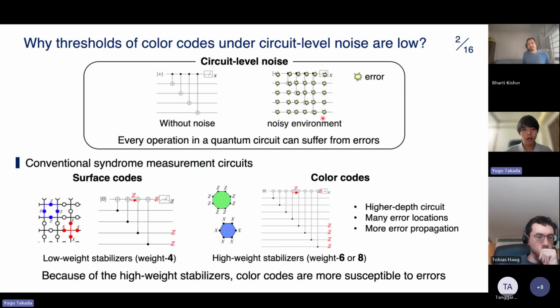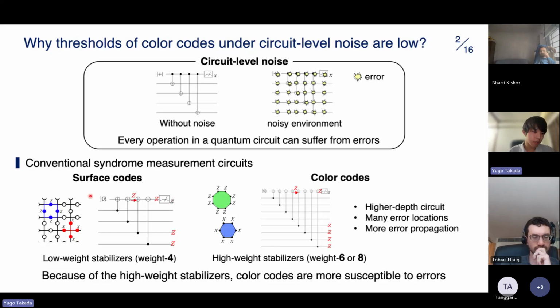In the conventional syndrome measurement circuits, we perform indirect measurement by using a single ancilla qubit and apply some CNOT gates and measure the ancilla qubit at the end of the circuit. In this circuit, the color codes are more susceptible to errors because of the high weight stabilizers.